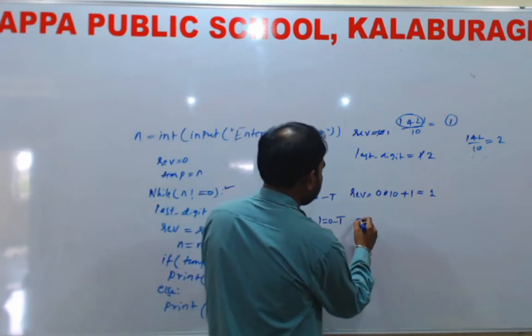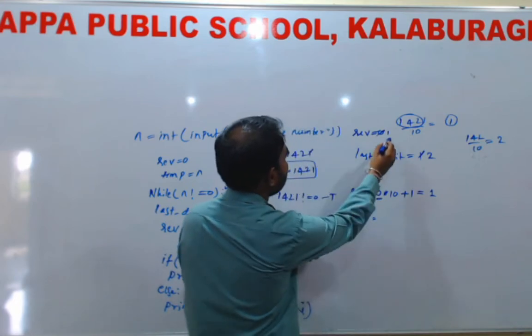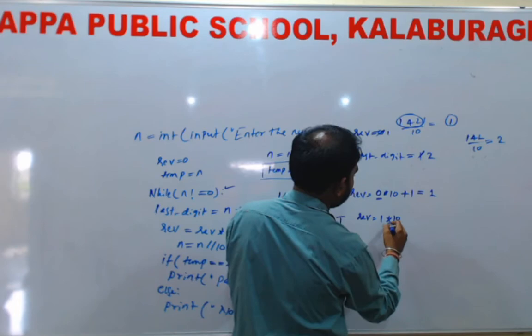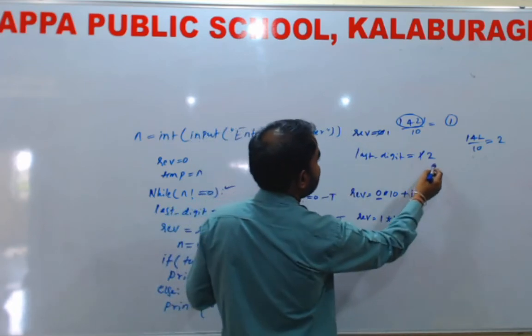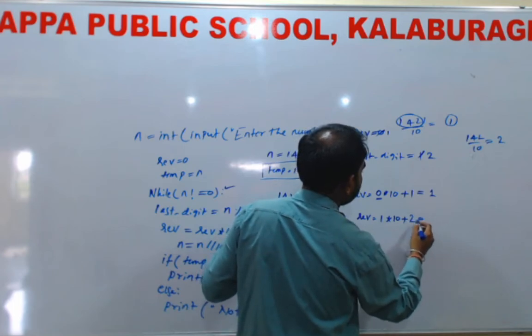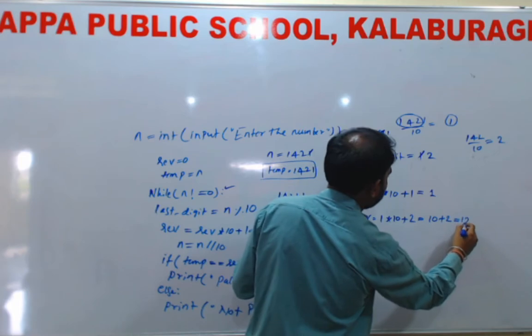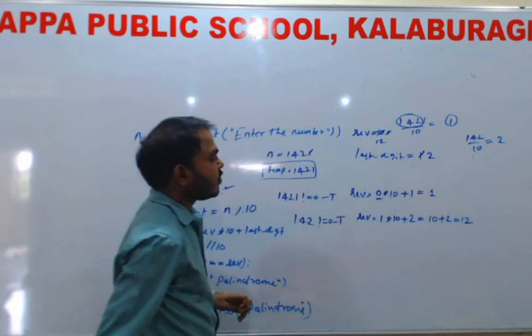Next what? So reverse is equal to, so initially reverse was 0, now it has been updated with the 1, 1 into 10 plus, what is the last digit number I have? So the last digit number is 2 now, right? So 10 plus 2, which is equal to 12. Now the reverse value becomes 12, right?